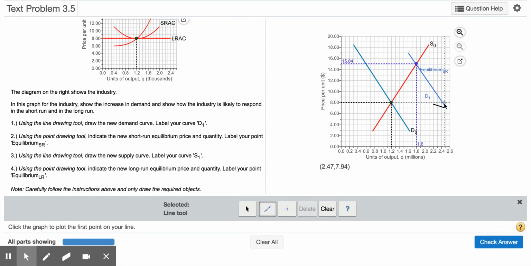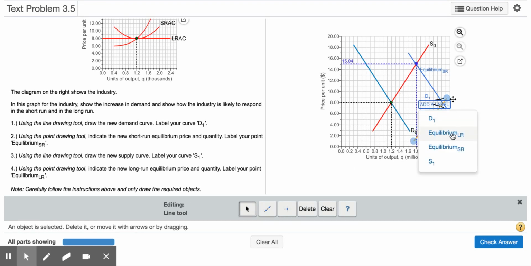And we need another point. So we can pick any point like 4. So the supply will be given by this curve. The new supply curve. And this is the new equilibrium.